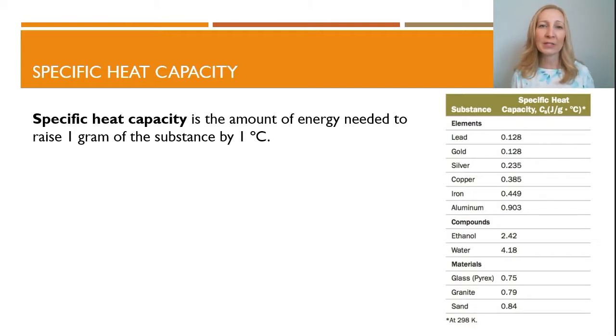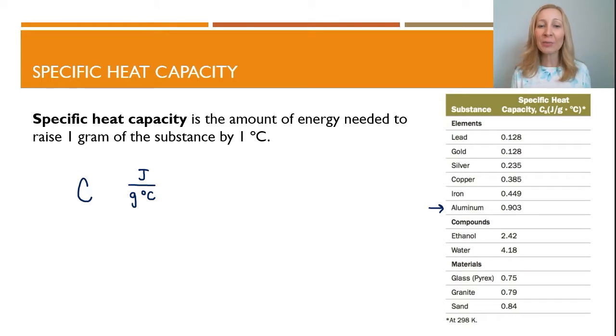A little bit more about the specific heat capacity. We symbolize the specific heat capacity with capital C, and it is the amount of energy needed to raise 1 gram of that substance by 1 degree Celsius. So how many joules does it take to heat 1 gram for every degree Celsius? And the unit for that represents kind of the definition, so joules per gram degree Celsius.